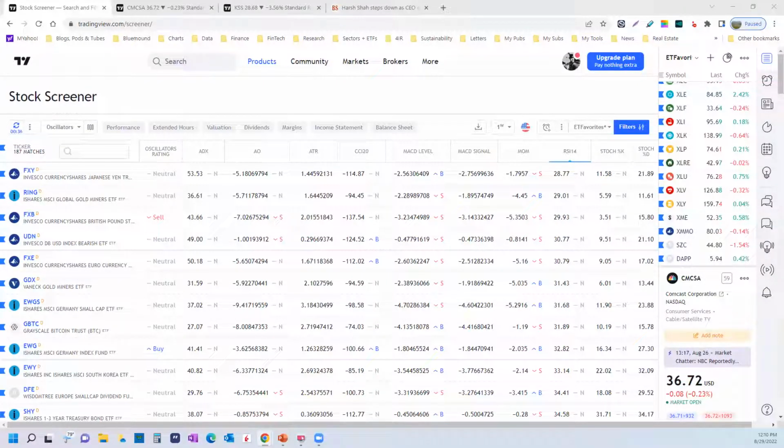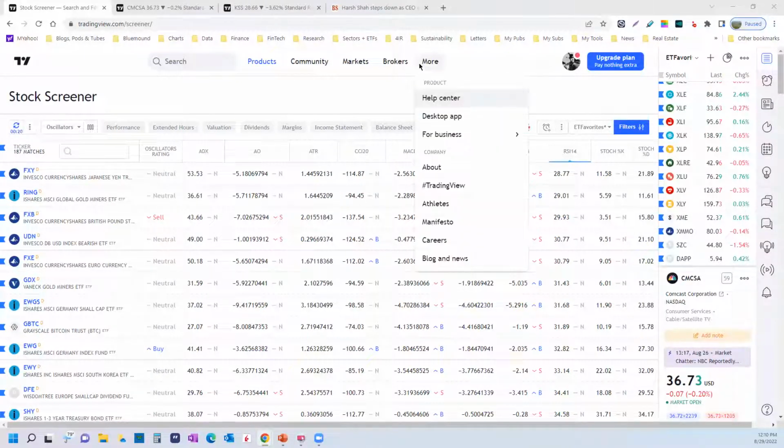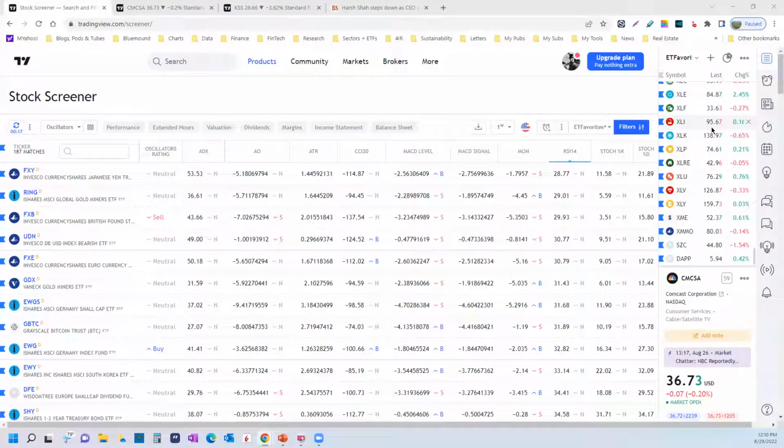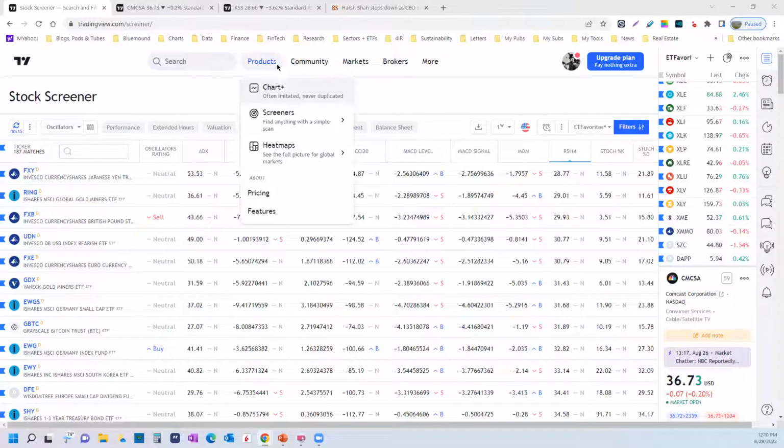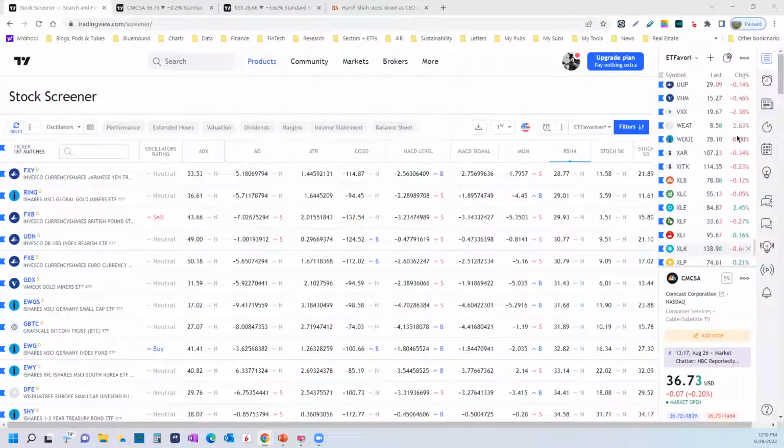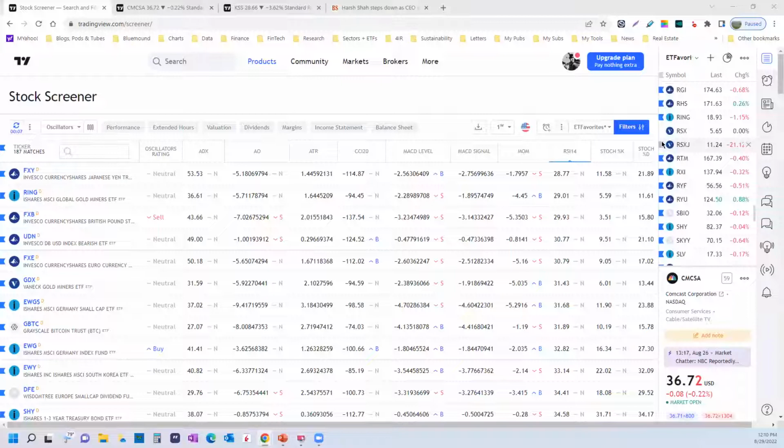Let's get started here. I want to walk through with you how to use the screeners at TradingView a little bit for the purpose of selling puts and covered calls. Now, I have a number of lists in the screener, which you can find under products, screeners, and I'm updating them right now because I haven't done it in a while. So I have to get rid of some things.